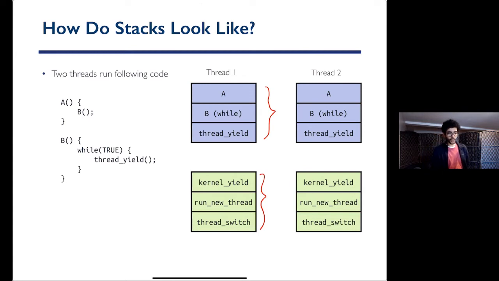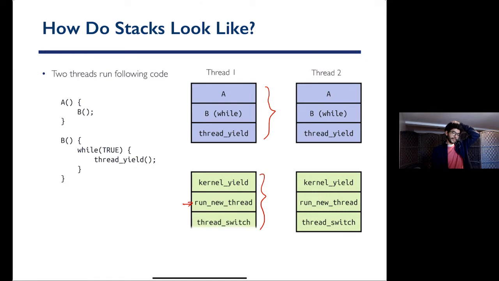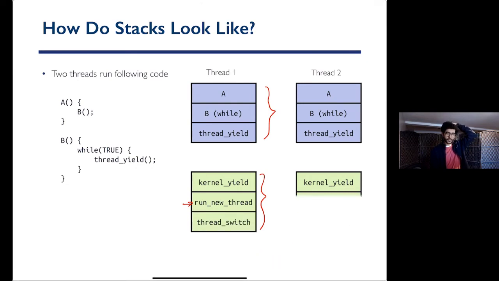We're going to go back to thread 1. And what are we going to do here? So we're going to pop this thread switch. Where are we going to go? We're going to go to the next line in run new thread, where we called the switch. And it's going to return. So we're going to pop that. Then we go to kernel yield. Kernel yield returns. We go to B, and B is going to again call yield, and this cycle continues.